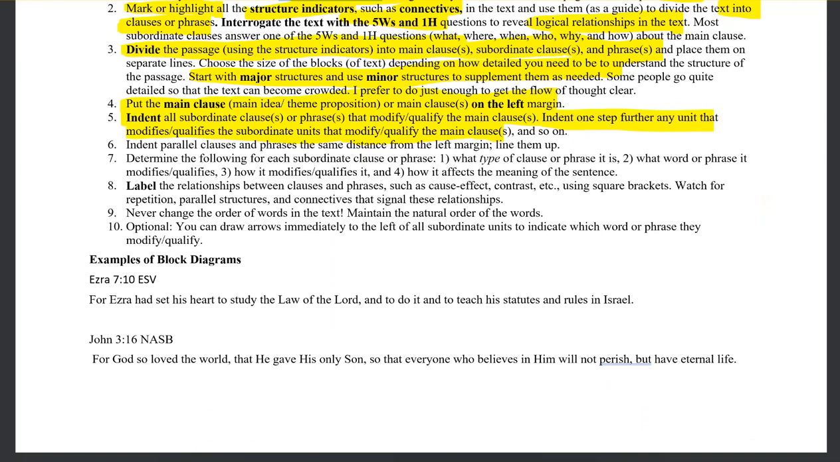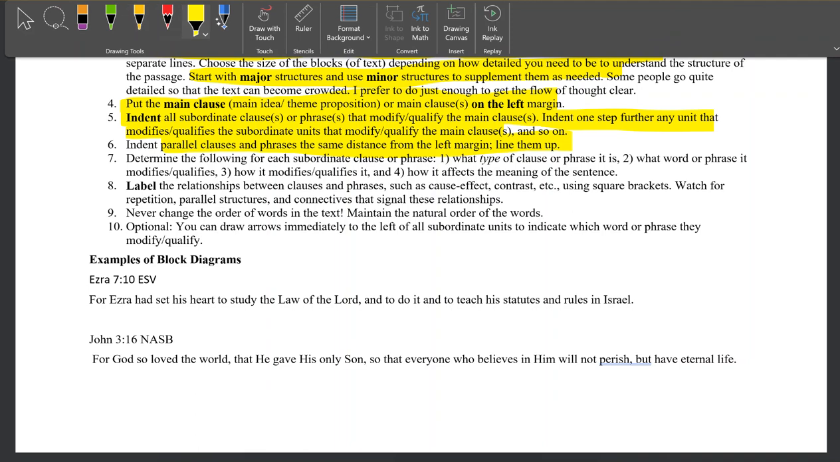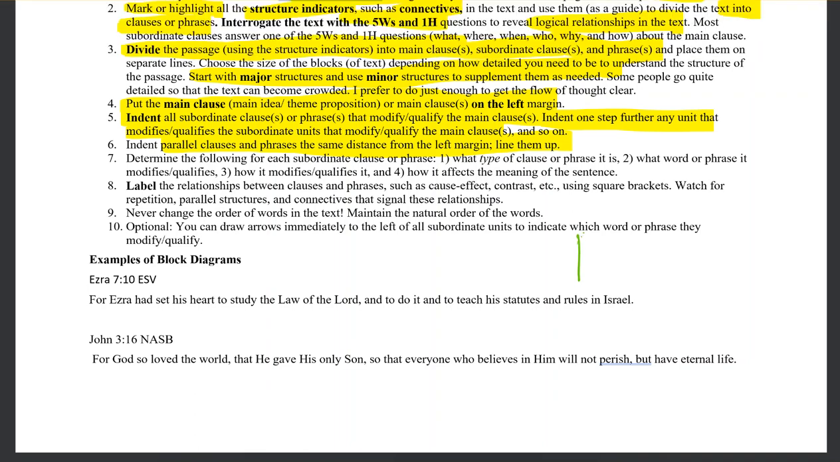Then you will indent parallel. When you do the indentation, parallel clauses or phrases are going to be on the same line vertically. Let me see if I can show. They're going to end up starting from the same place if they're parallel, going like that.